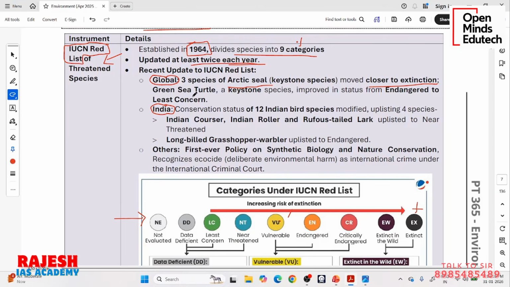Then the green sea turtle. Now conservation is successful. So from endangered it was moved to least concern. Now the number of green sea turtles is good enough, so now we are downgrading its IUCN status. That means now it is least concern. Now the numbers have improved.